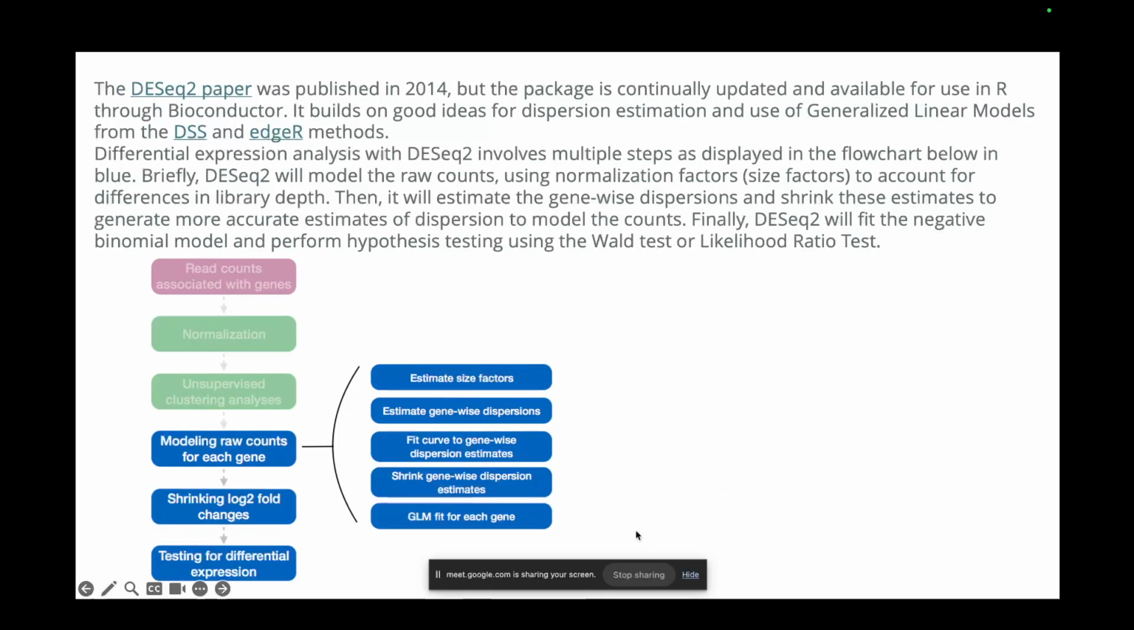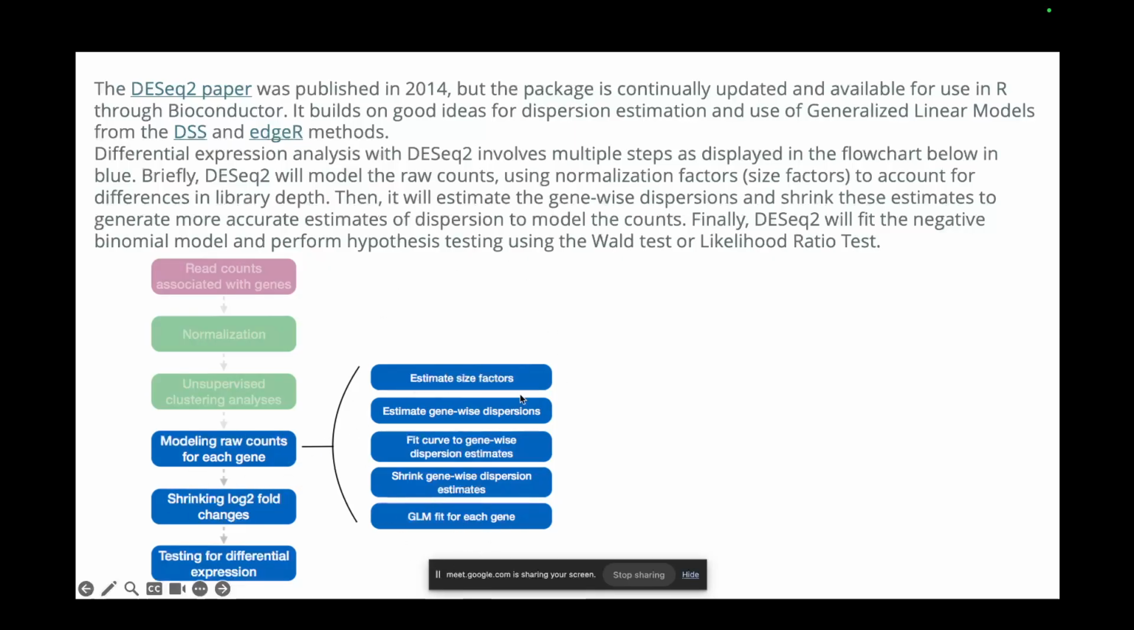But if you look into the paper, it uses generalized linear models from the edgeR methods that we just gave an example about. So it involves multiple tests. So this is the flow chart. You take the read counts associated with the genes, you do the normalization, clustering, and then you model raw counts for each gene. You do some statistical stuff here.